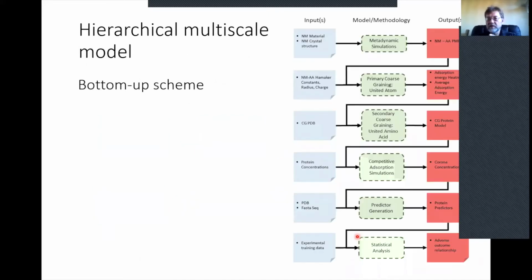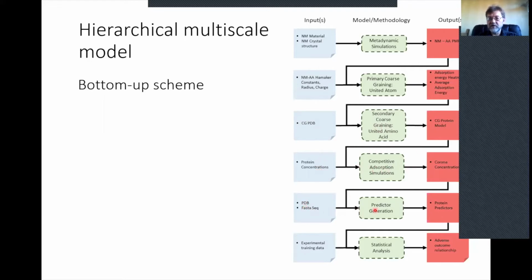Okay, so the overall algorithm, which is really multi-scale and multi-stage, you see the outline here. We start with the real nanomaterial crystal structure, which we generate using standard tools, then perform atomistic simulations to calculate certain properties, then feed it into a more large-scale model to do coarse-grain simulation. Then we feed it into interaction with the protein using a coarse-grain representation of a protein to calculate the interaction. And then we study competitive adsorption.